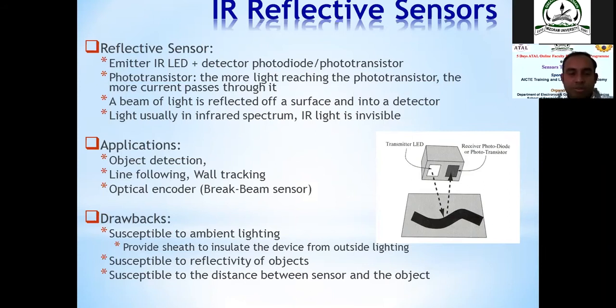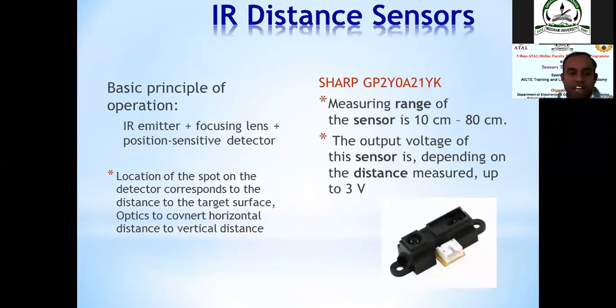Now, what is the drawback? The drawback is that if ambient light is present, this type of sensor will not work properly, and it will be susceptible to reflection from other objects. So we have to use some other, more advanced sensors, like the other IR sensor we have here.